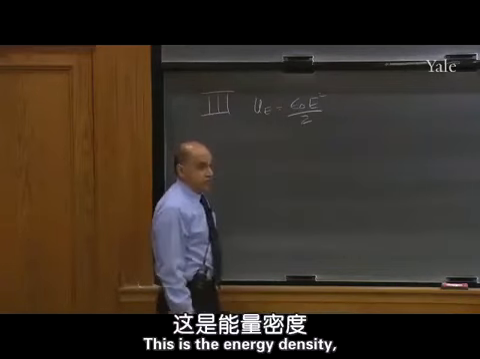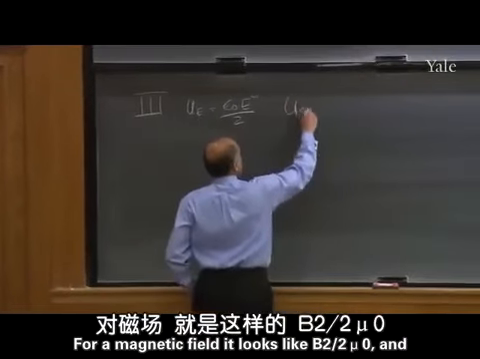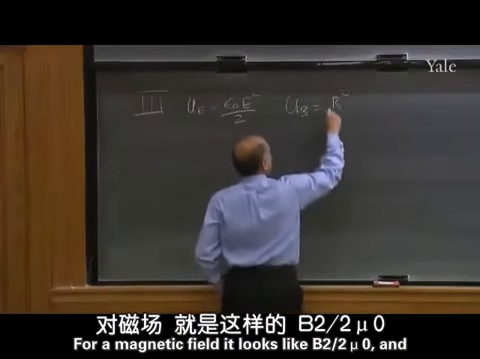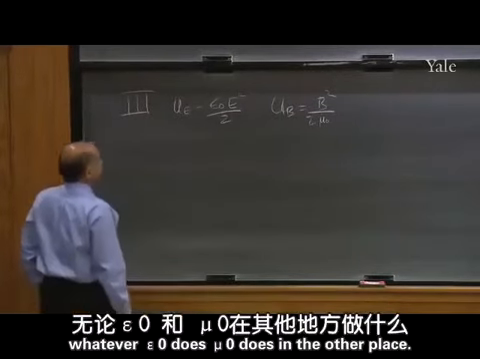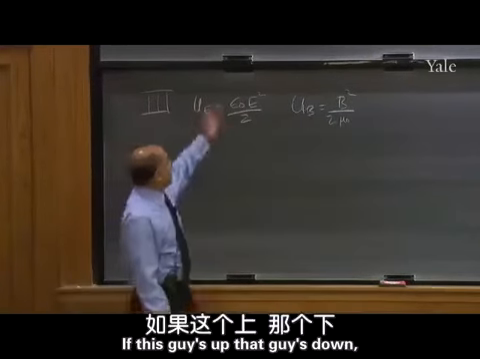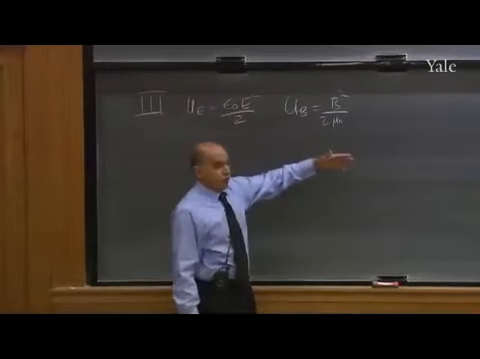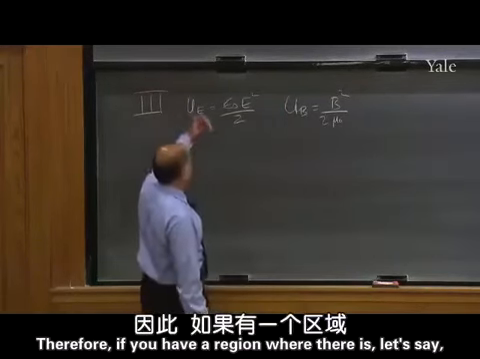This is the energy density, energy per unit volume. For a magnetic field, it looks like B squared over 2 mu 0. And you all know by now that whatever epsilon 0 does, mu 0 does in the other place. If this one is up, that one is down. Or in the field laws, mu 0 over 2 pi is up, and 1 over 4 pi epsilon 0 is down.